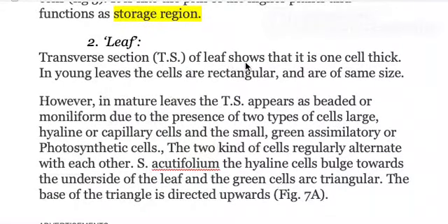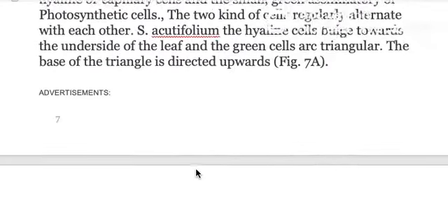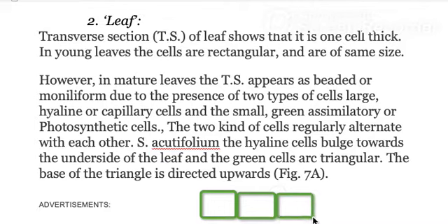of the leaf. The transverse section of the leaf is 1 cell thick. In young leaves, all the cells are rectangular. Okay, so they are rectangular and they are arranged side by side.